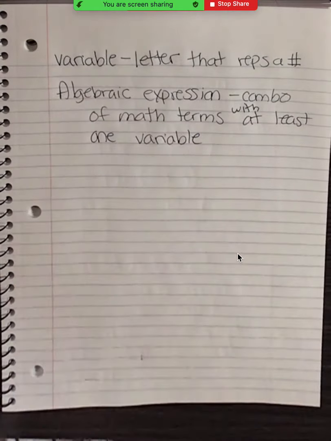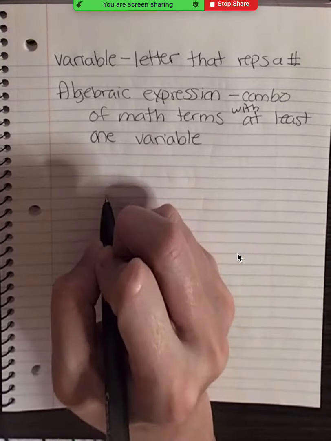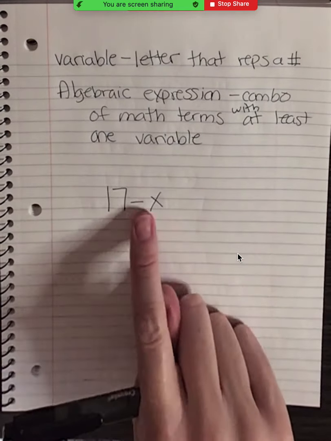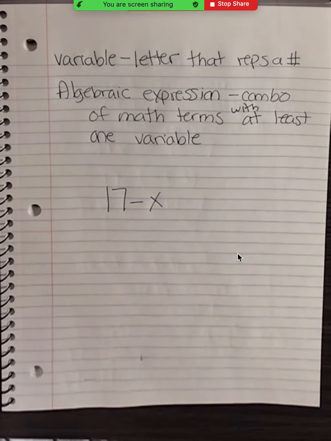Okay, so it's like the ones that we just saw, but instead of just being numbers, it's going to have a letter in it, okay? So something like 17 minus x. Still a number, still an operation, but now you have that variable, okay? That's your letter.